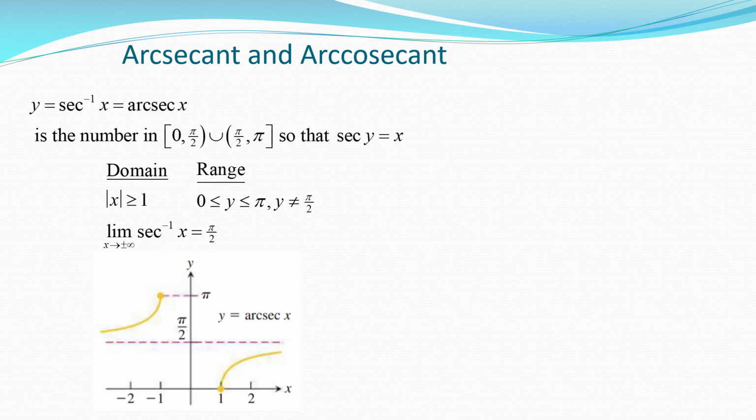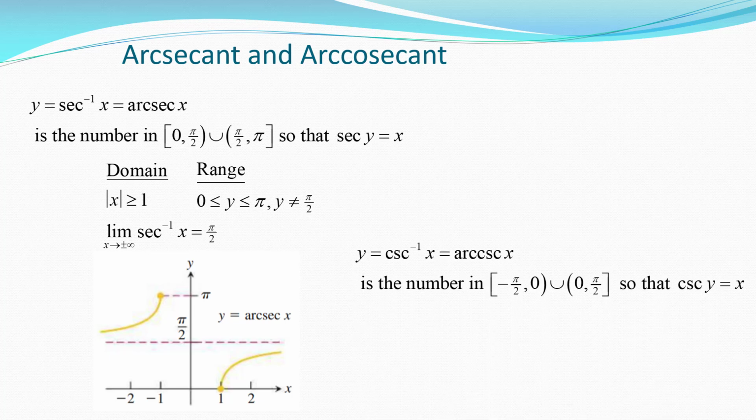After that, we can also see from the graph of the arc secant, though, beyond the domain and range, that the arc secant has a horizontal asymptote. And in fact, if x increases or decreases without bound, if x goes to infinity or negative infinity, the arc secant of x then approaches pi over 2.